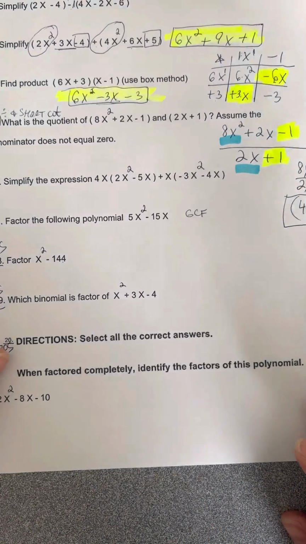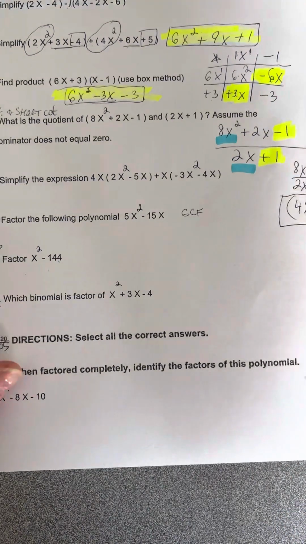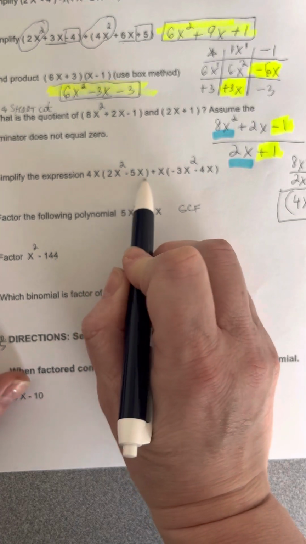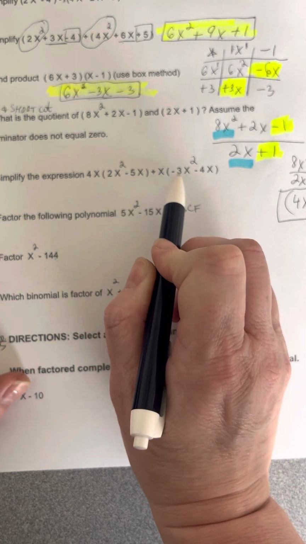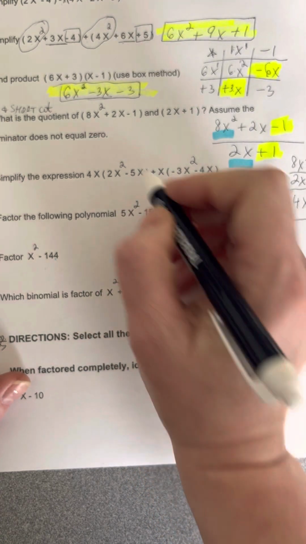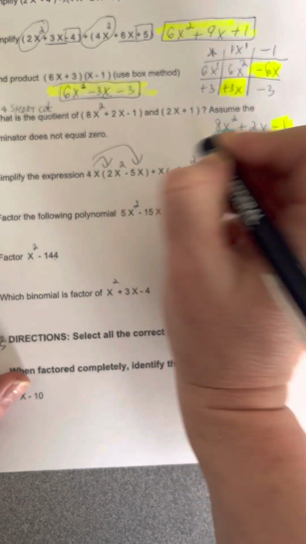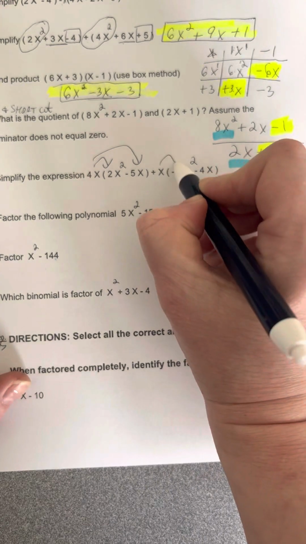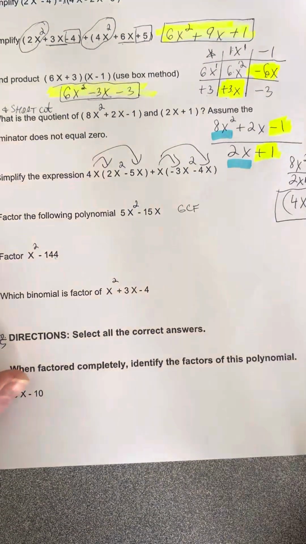All right, let's do 16. So on 16, you have a 4x in the front. Then you have 2x squared minus 5x plus x minus 3x squared minus 4. So all we're doing is distributing. So we could break this up to 2 problems. Problem 1, problem 2. So all you're going to do is distribute.